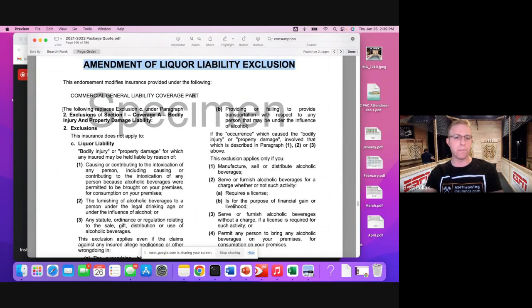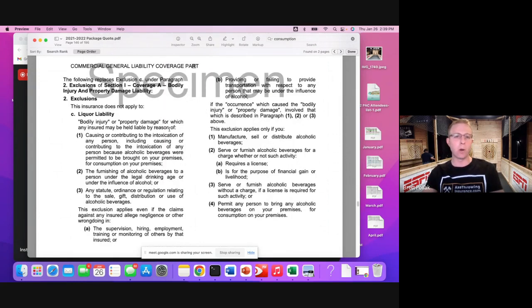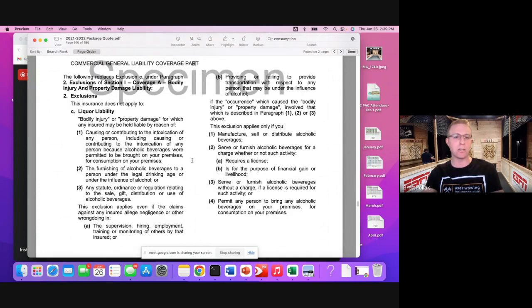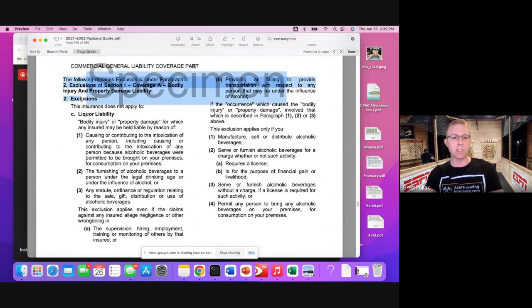And it says the following replaces Exclusion C under paragraph 2. Sorry, it says replaces, not changes. You might as well throw the entire paragraph up above that we just read, throw it out, delete it, and you're going to replace it with this entire page instead. So now it's being replaced with this. This insurance does not apply to C, liquor liability. 1, 2, and 3 are pretty much the same, selling, serving, or furnishing alcoholic beverage.